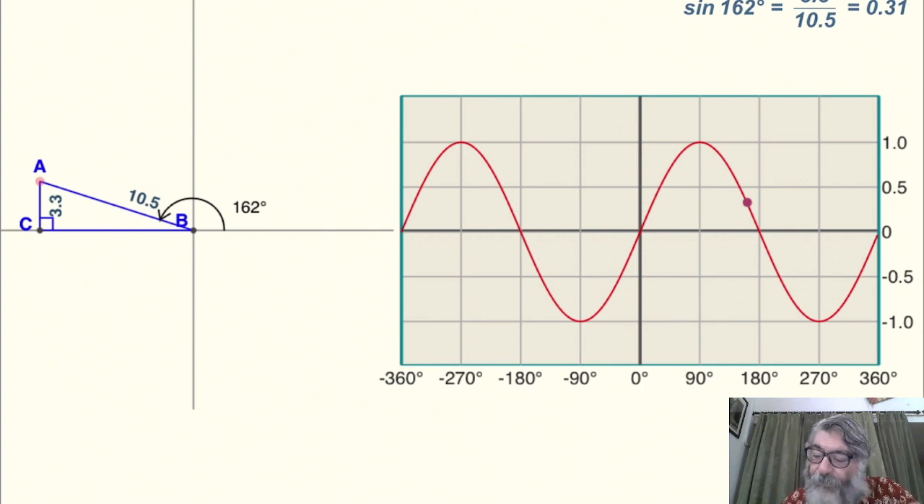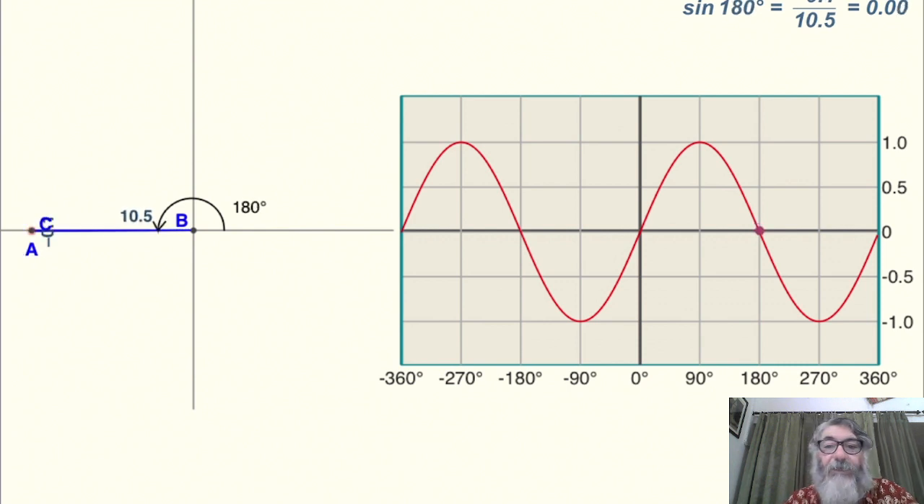Now when I go down further, if I drag this point further, I reach 180 degree. Notice where the red dot is on the curve. It is at 180 degree on the x-axis. And what is the value there? 0. The value is 0 because it is lying on the x-axis. So sine 180 degree is 0. Sine 0 is also 0.